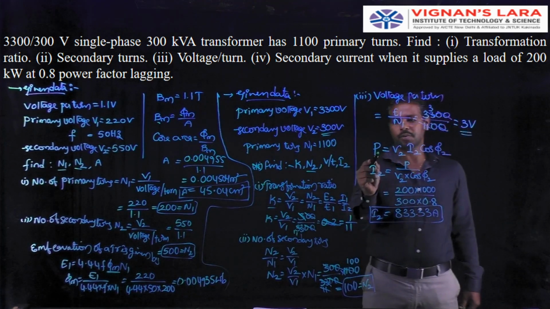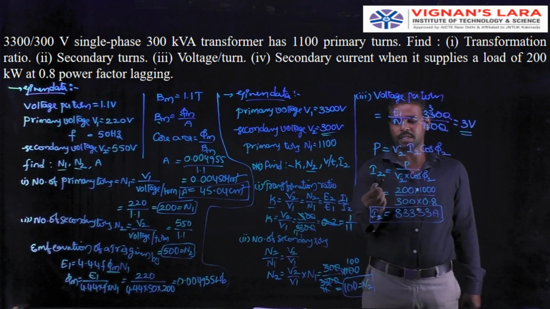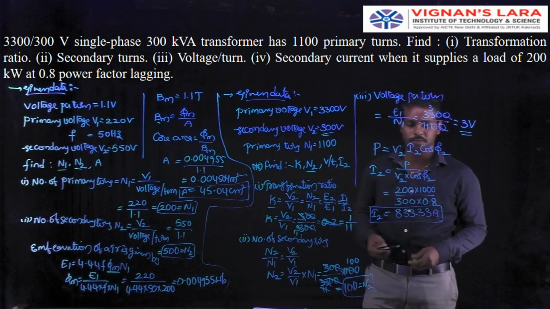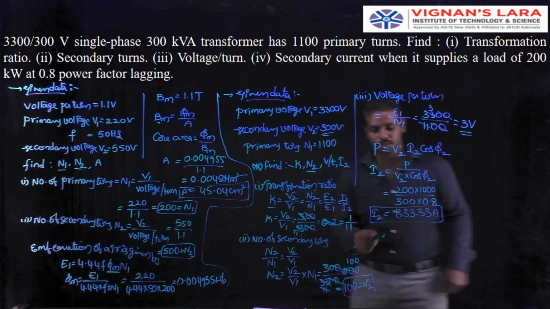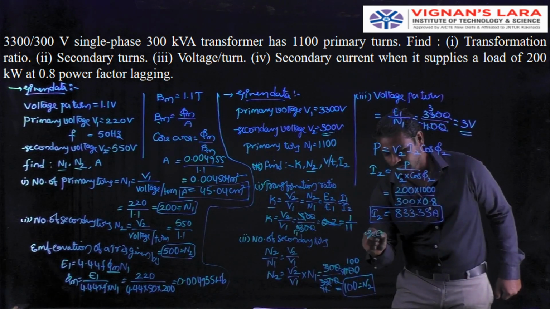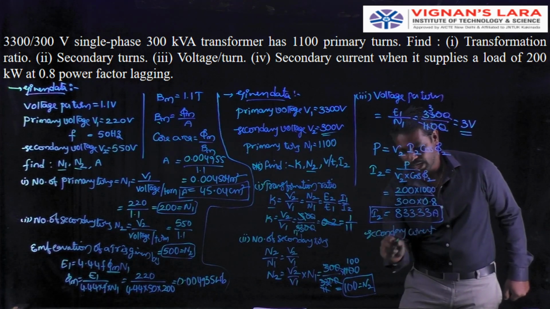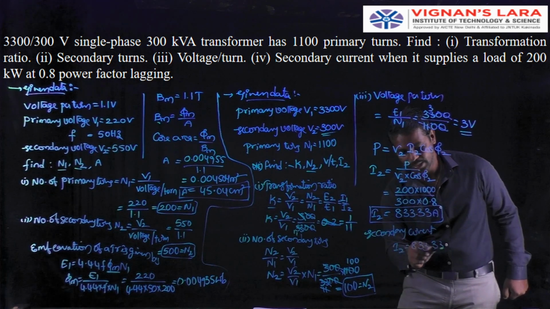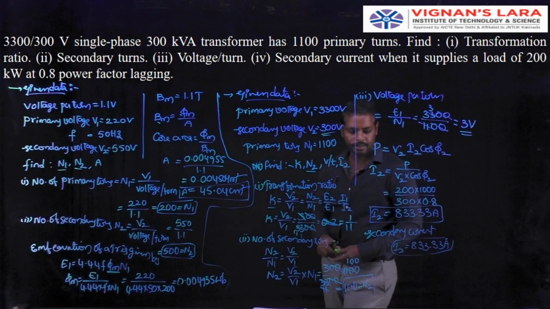So load power P is equal to V2 I2 cos phi 2. So I2, our secondary current, is equal to power divided by V2 into cos phi 2. So 200 into 1000 divided by 300 into 0.8. So secondary current I2 is equal to 833.33 amperes.